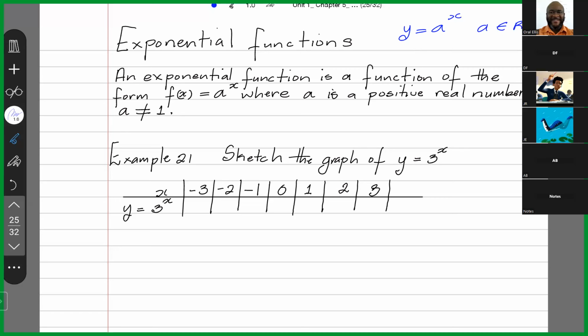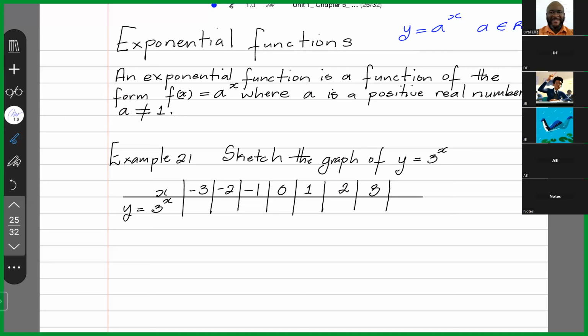All right, the first example, example 21, says sketch the graph of y is equal to 3 to the x. So what I did was I started off by drawing up a table of values. And from my table of values, I selected some values of x, from -3 to positive 3.